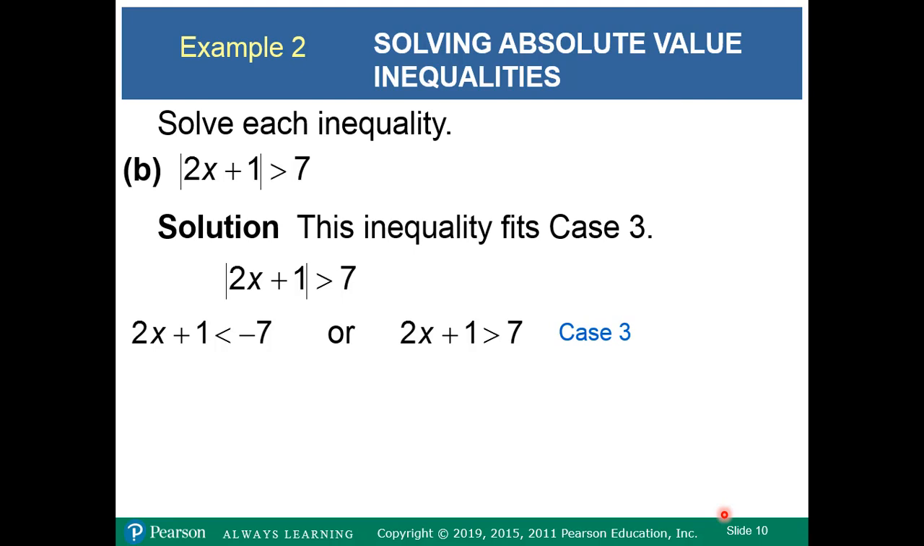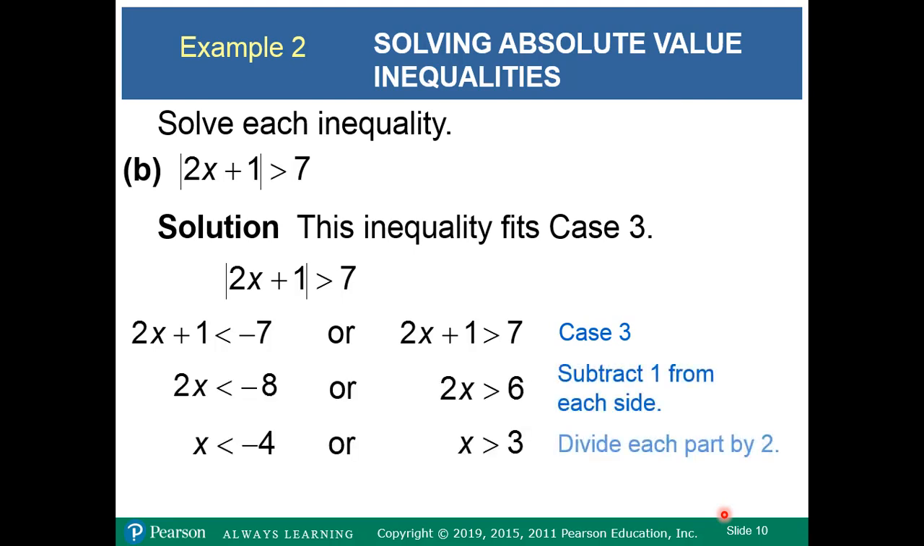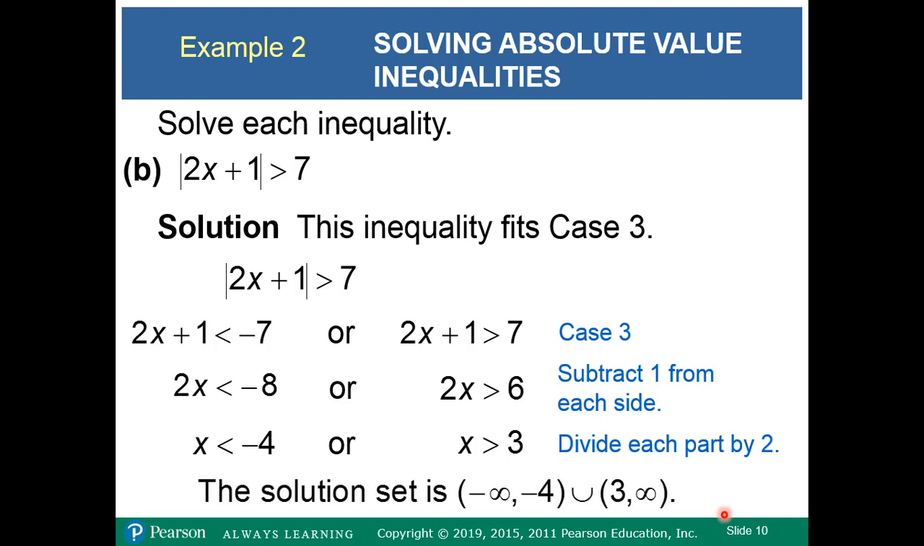So now we're going to solve each of these inequalities separately. And we get x is less than negative 4, or x is greater than 3. And so this is where we're going to have to use the union of the two intervals. Okay, so we're going to have everything from negative 4 to negative infinity, union with everything from 3 to positive infinity.